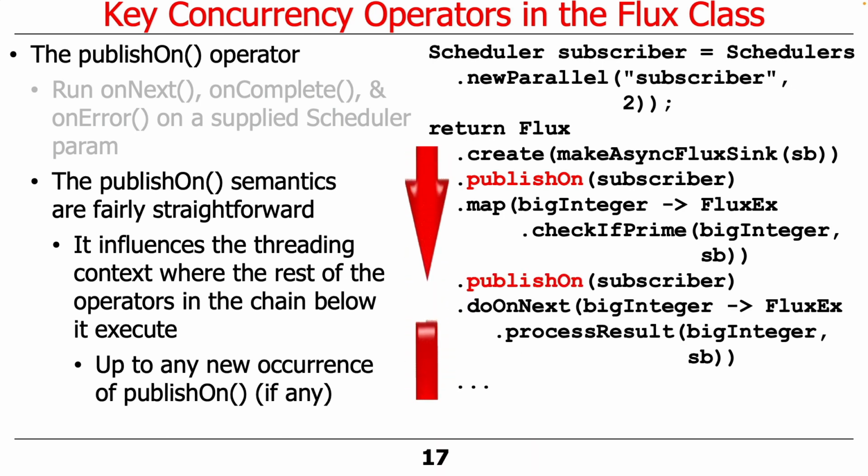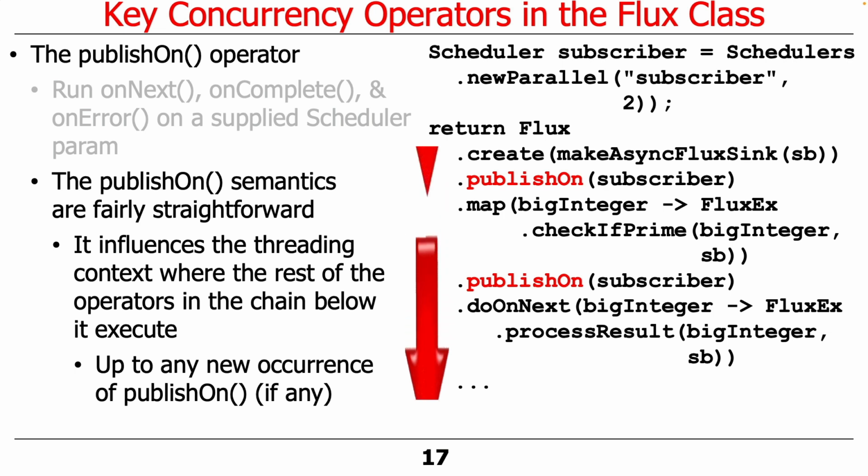And what's interesting here, if you're so inclined, you can put other calls to publish on between the first one and the end of the chain, and that will duly start doing the processing from that point onwards in that scheduler context. So it's really easy to change where things run. Now, it's also easy to get carried away with this, and it's usually not a good idea to get too carried away because you can have a lot of overhead introduced by moving things between thread contexts.